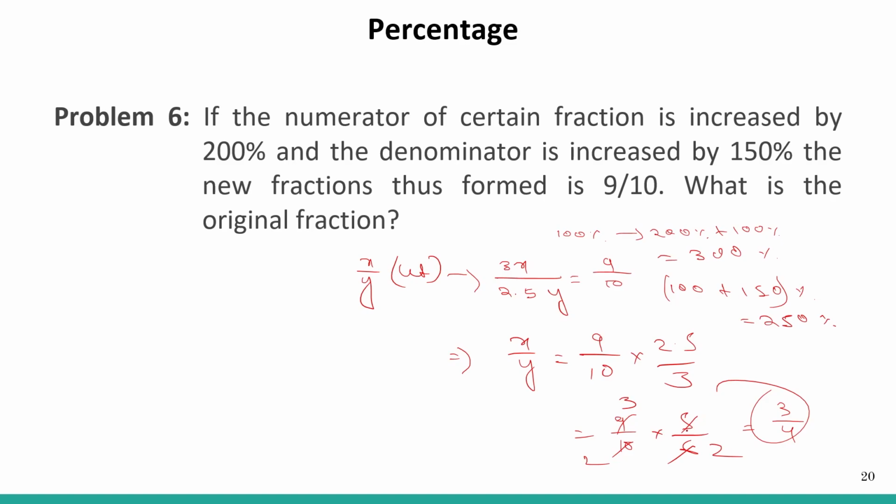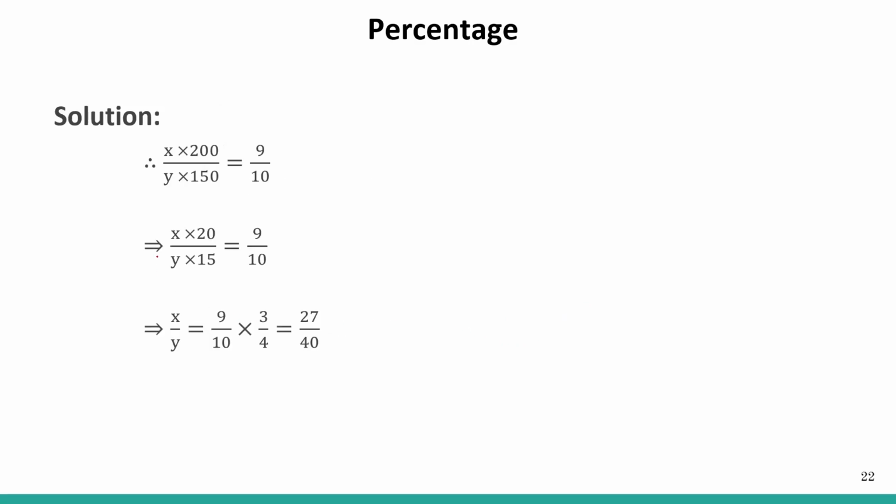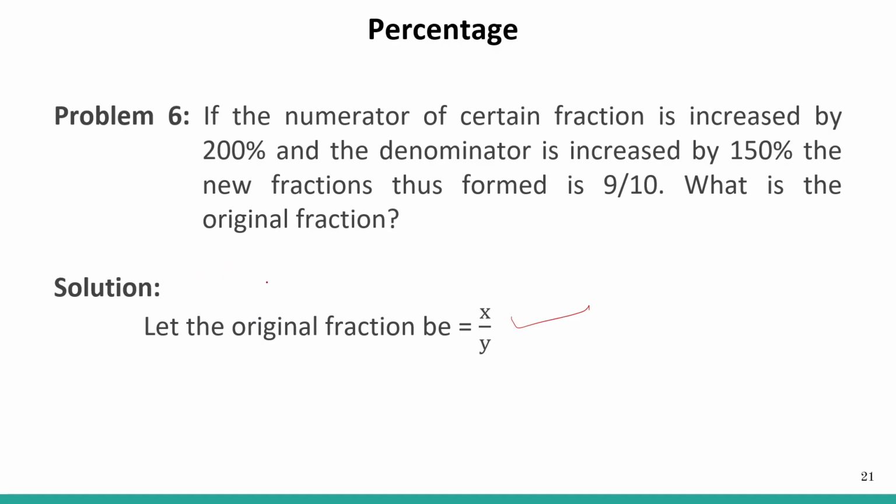Okay, let's see a step-by-step solution in order to get a better idea. Let the original fraction be x by y. And then what it becomes is x into 200 whole by y into 150, that is equal to 9 by 10. Okay, there is a slight mistake here. The numerator of a certain fraction is increased by 200%. So now it becomes total 300%.